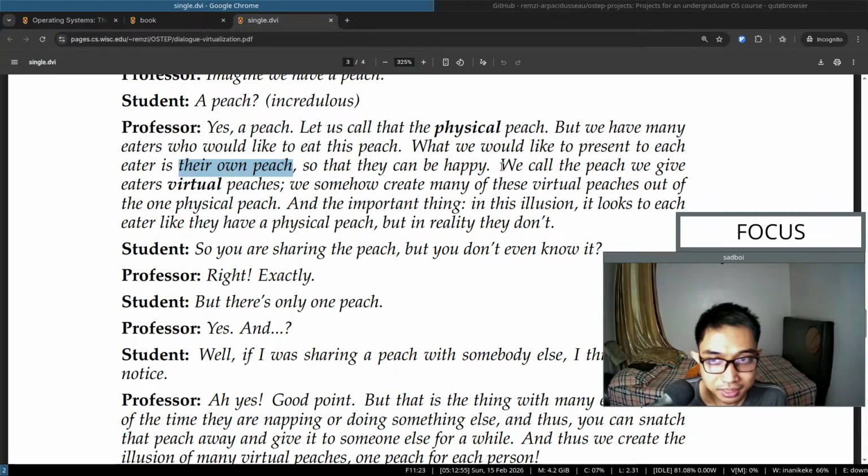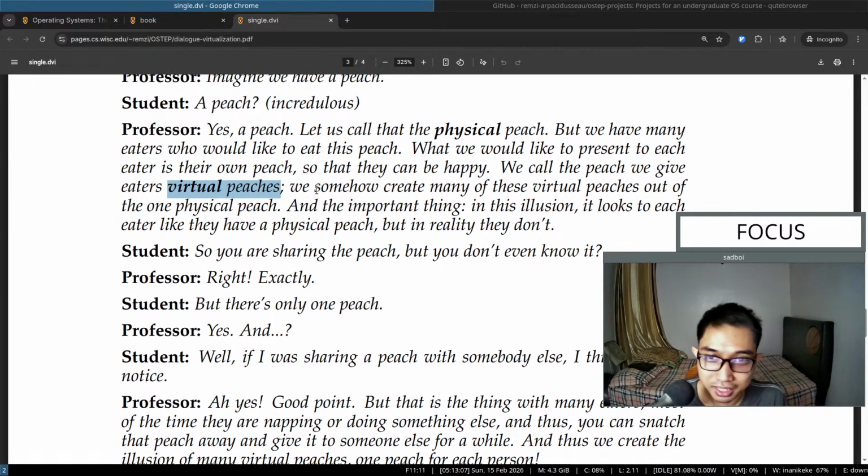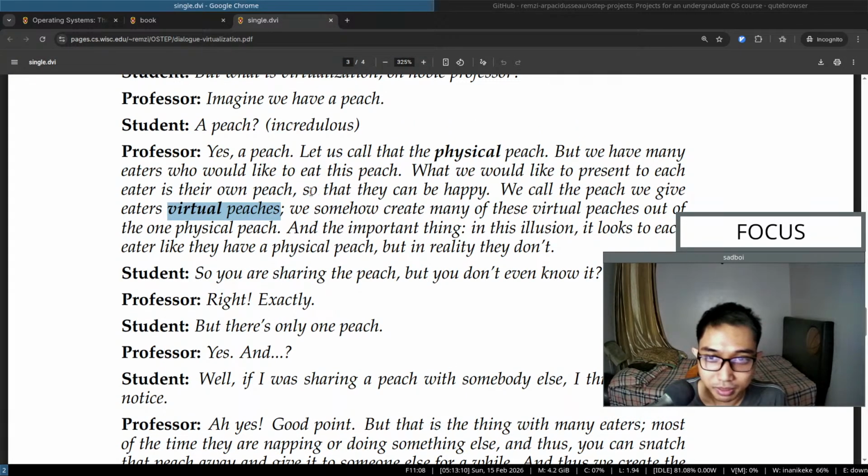We call the page we give eaters a virtual page. I mean, I'm not sure if someone will be happy with the virtual page, right? Yeah, if I got a virtual page rather than the physical page, I am not sure if I can eat that.